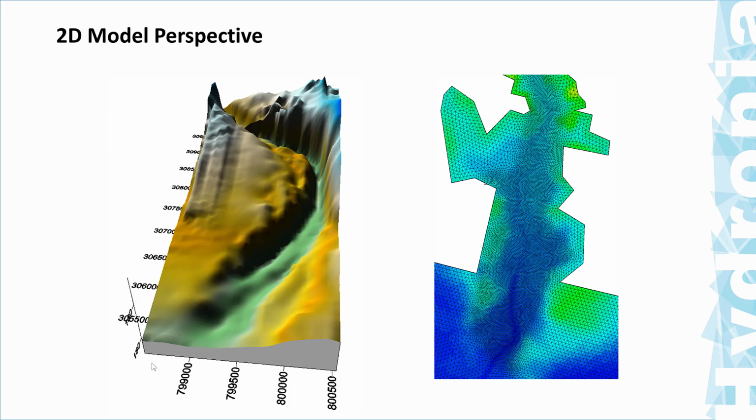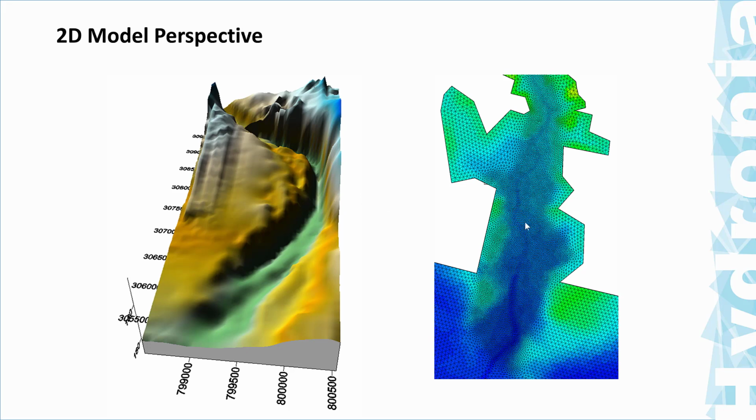Now, the perspective that a 2D model sees is completely different from the cross-sectional perspective of 1D models that we showed before. The terrain can actually be three-dimensional, and the model generates a mesh. In this case, it's a flexible mesh, like the one used in the HydroBID Flood model. And at each cell of this mesh, the model determines the velocity and depth of flow.